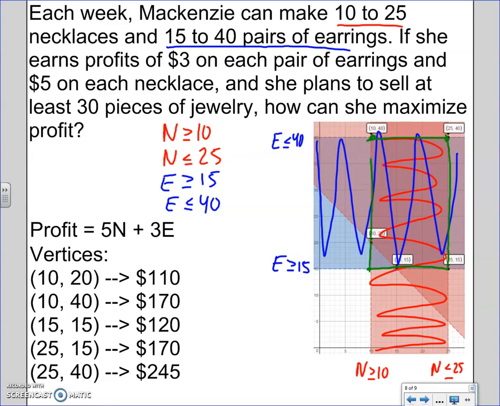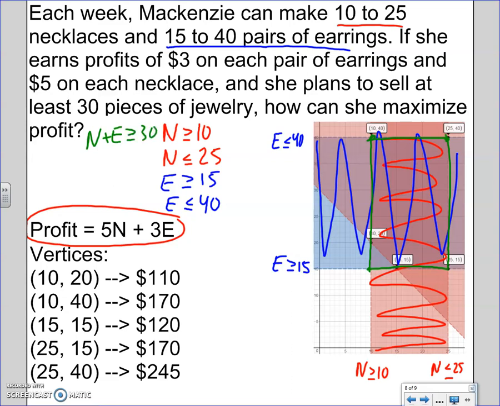Alright, but that's not our full picture. We have more equations, sadly. The next one says she earns a profit of $3 on each earring and $5 for each necklace. That's our profit equation. So that's this, which I'll come to later. And the last thing is she plans to sell at least 30 pieces of jewelry. To sell 30 pieces of jewelry, we know n plus e has to be greater than or equal to 30.